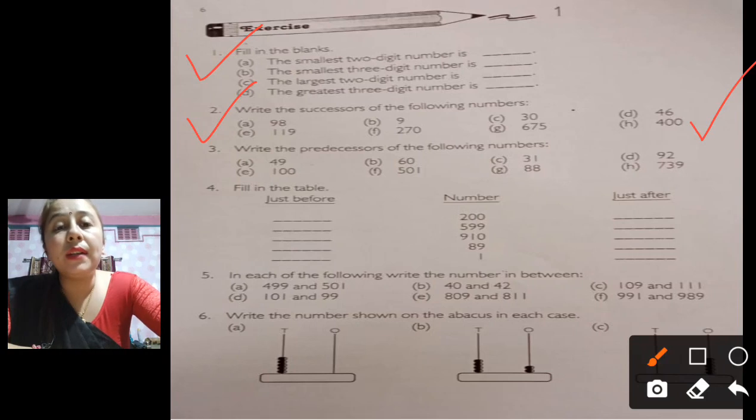So that much for today's class, children. Thank you everyone. Keep practicing and try to understand, try to watch the videos multiple times until you understand everything, because these are the things which you need even in the higher classes. You should have a clear concept about place value and face value, successor, predecessor, 3-digit numbers, greatest 3-digit number, smallest 3-digit number, and how to form 3-digit numbers using different digits. These are all things which you require in the higher classes also.